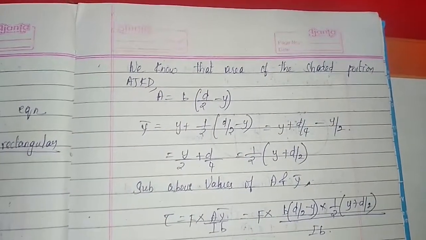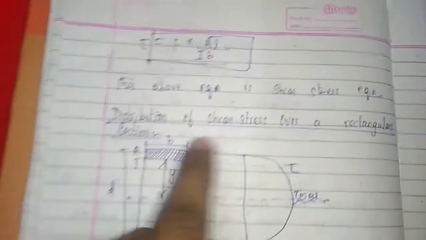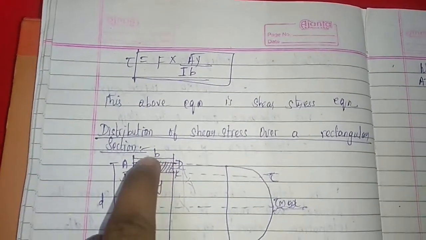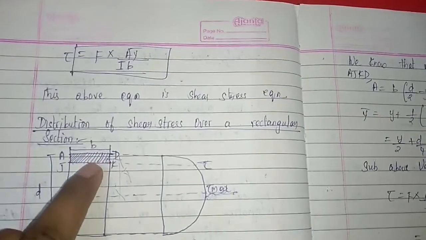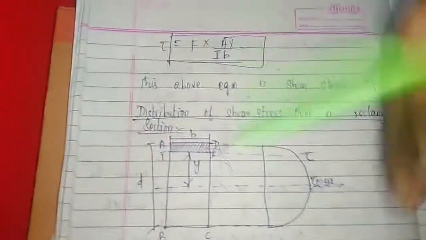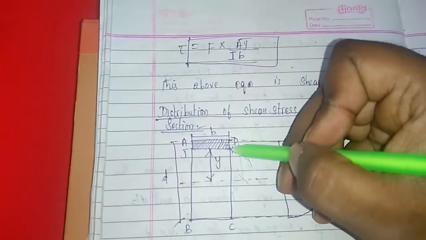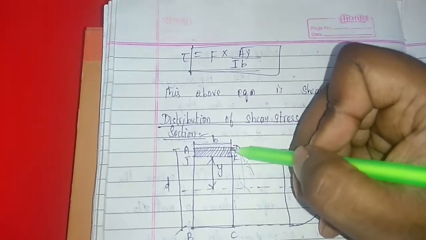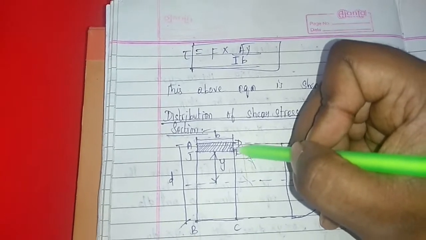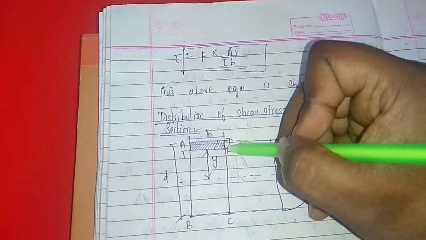Next, we know that the area of the shaded portion AJKT is the breadth into the thickness. The shaded area is a rectangle, so one side is B, and we have to find the other length. How will you find this length?